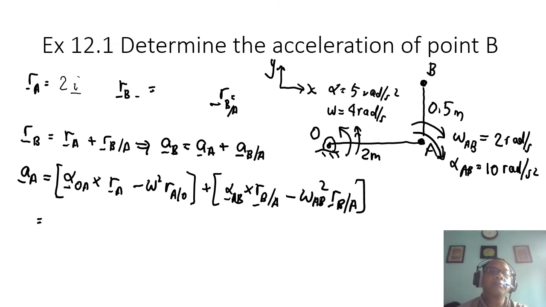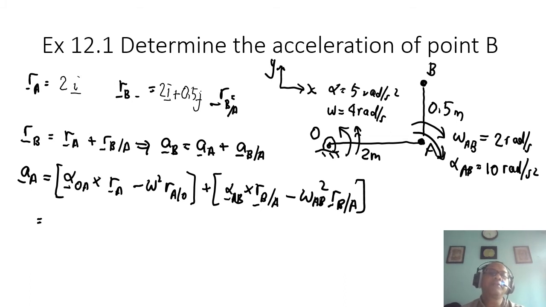What about RB? Position vector of B is 2 meter to the right and 0.5 meter to the top. So we can write RB equals 2i plus 0.5j.